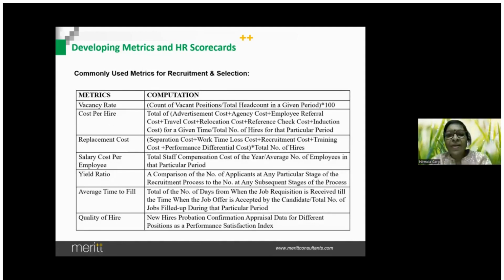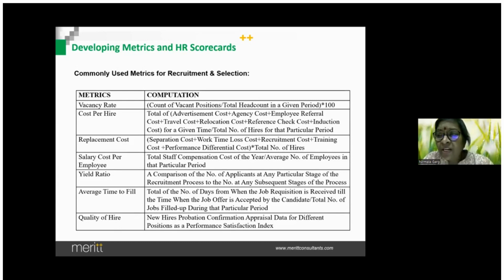Some of the metrics for recruitment and selection. Are you familiar with cost per hire? You know how to do it? You are getting all this; Vilma must have posted it already. How to calculate cost per hire? You have to take all the costs. Then vacancy rate, replacement cost, salary cost per employee, yield ratio at every stage. How much yield are you getting? Say 1,000 people you have sourced, but only 5 people have been selected and given offers. That means your yield ratio is very poor.